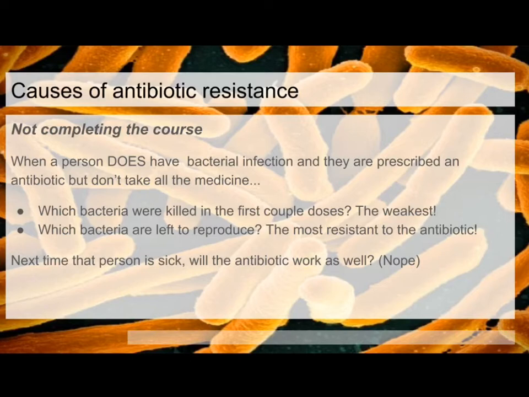So who was left to reproduce? The ones who were the most resistant to that antibiotic. The strongest. The next time that person has a bacterial infection, that antibiotic is going to be less effective. And unfortunately, they can also pass on those newer, better, more resistant bacteria to their friends and their families and anybody who touches the handrail after them and the person who sits at the same cafeteria table as them.